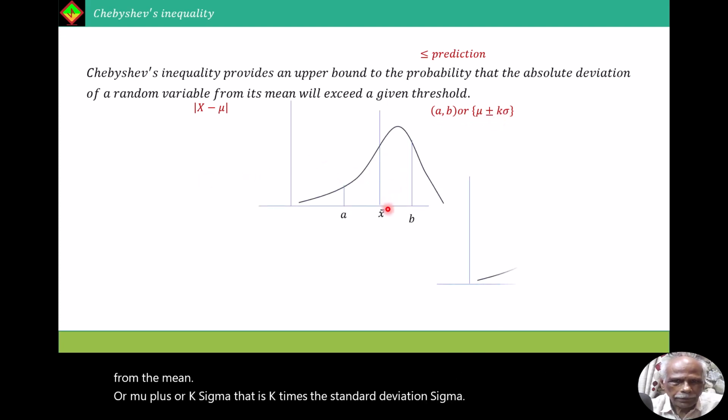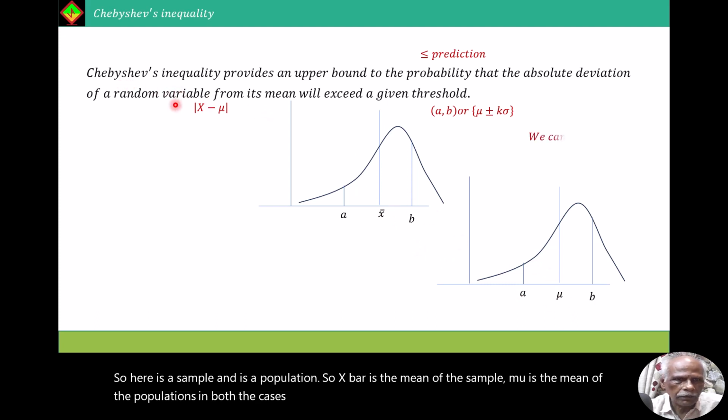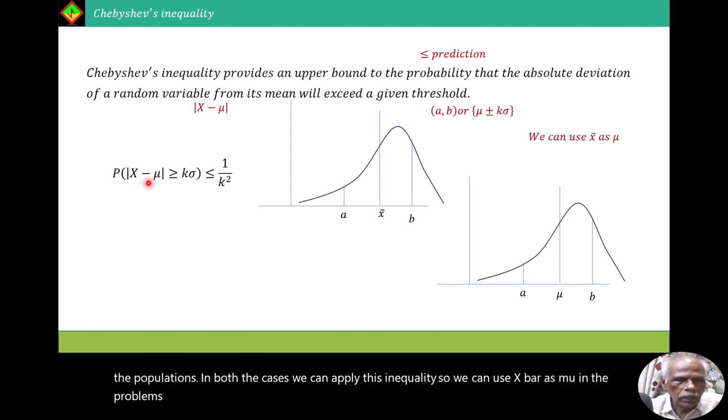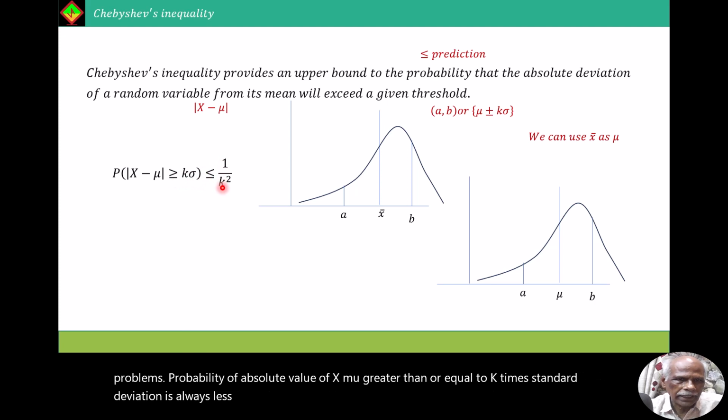So here is a sample and here is a population. So x bar is the mean of the sample, mu is the mean of the population. In both the cases we can apply this inequality. So we can use x bar as mu in the problems. Probability of absolute value of x minus mu greater than or equal to k times standard deviation is always less than or equal to 1 by k squared.